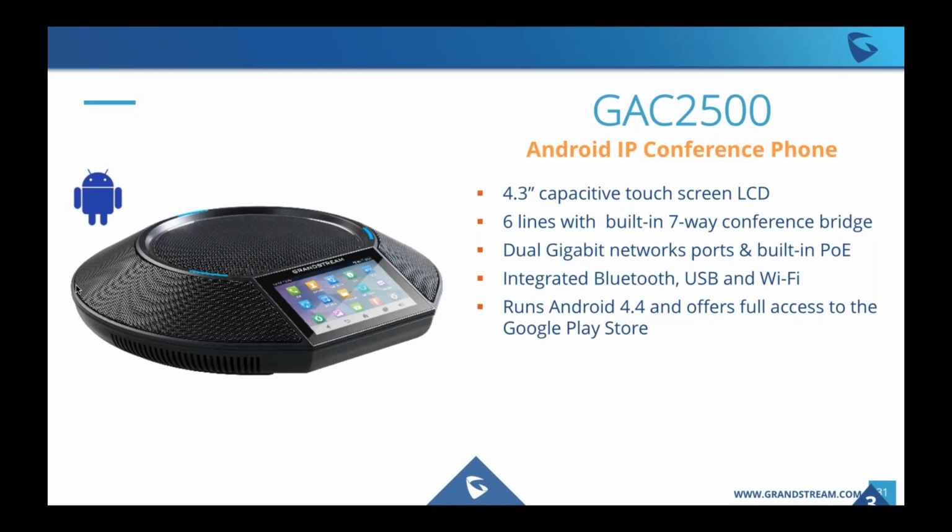GAC 2500, this is our Android conference phone, which has been out on the market now for about 4 years, I'd guess, somewhere between 3 and 4 years. Again, works however a business needs it to work. It has built-in Wi-Fi. It has a built-in 7-way conference bridge. Also has built-in 6 lines and is Android. So using that combination of features, you can take this device anywhere within a Wi-Fi connection and it'll work.